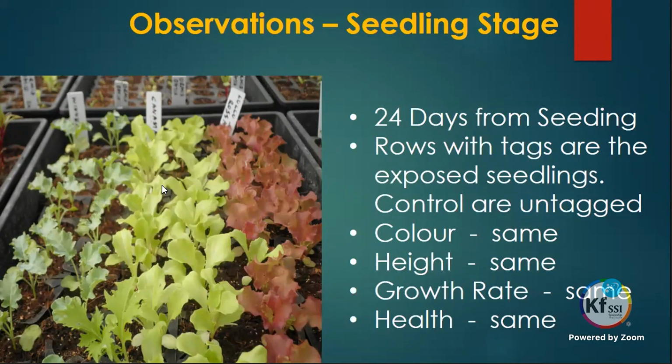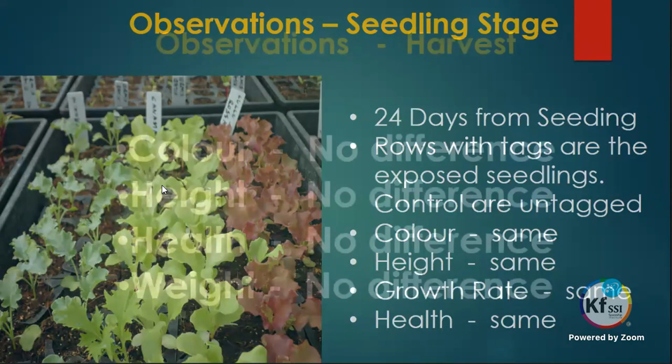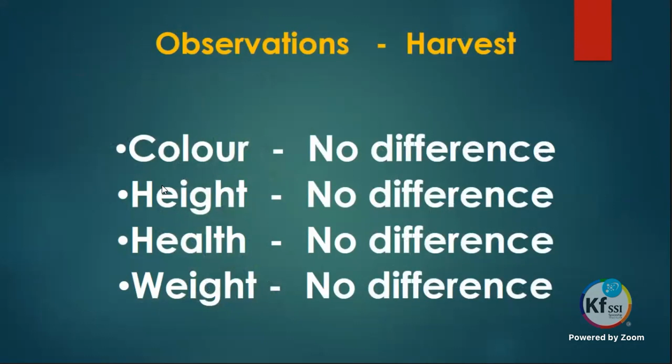So what we came to the conclusion of, when we did harvest our lettuce at that time, was there was no difference in the color that we had observed between the two, in terms of height and growth. Also no difference in the health of the plant or its weight. So nothing, the seeds exposed to these fields had not had any change on the seed itself compared to our control seeds.